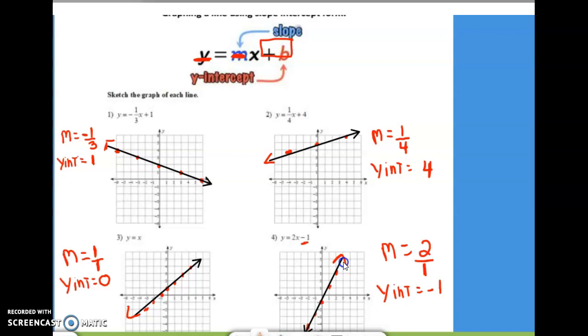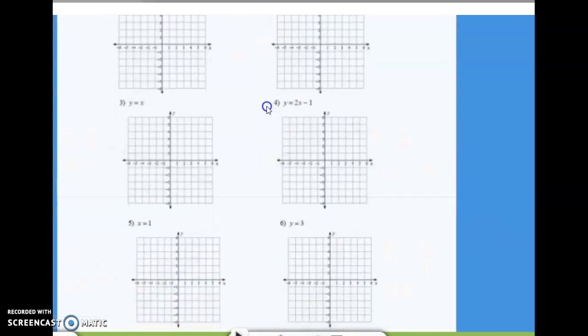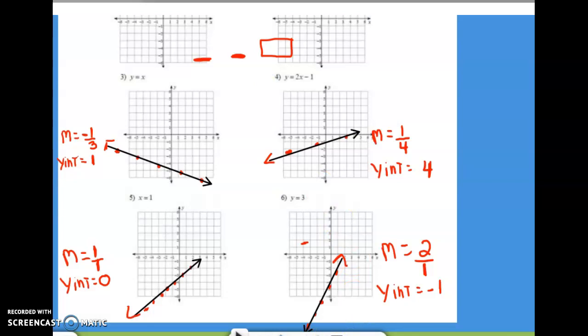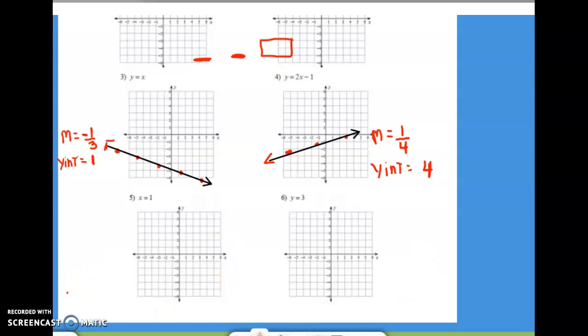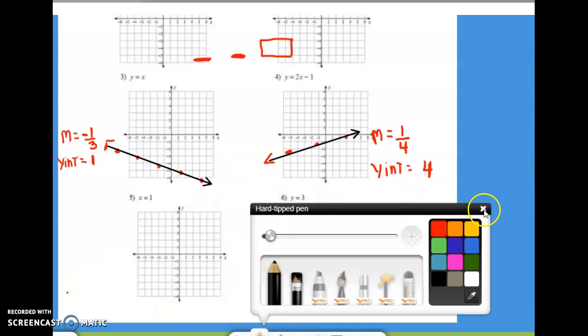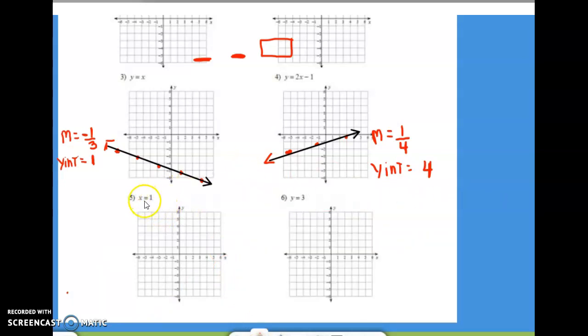I want to take a look at 2 more. I call these special equations, okay? So let's take a look at these. I'm going to move this down a little. Let's see if I can get rid of some of this stuff here. Alright. So you'll notice we only have one letter in the last 2 here. We have x equals 1, y equals 3. So I call these special lines. Let's see what they look like.